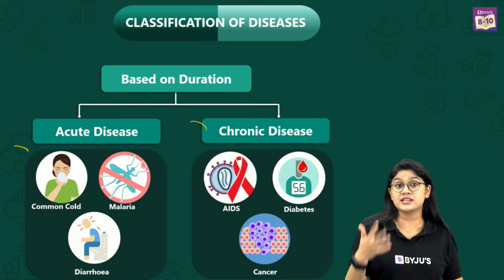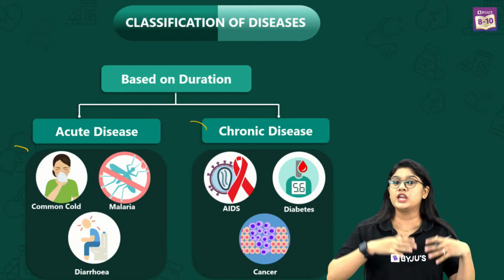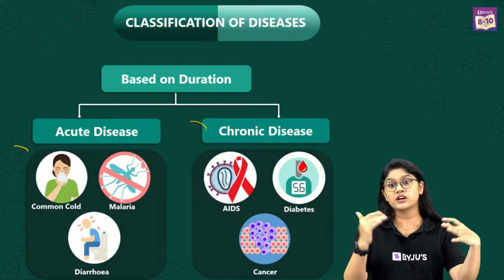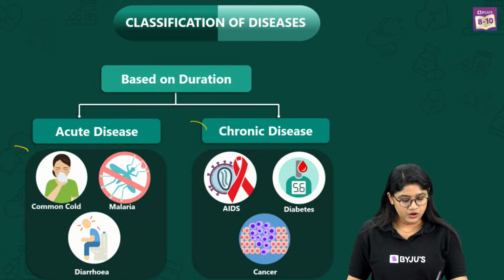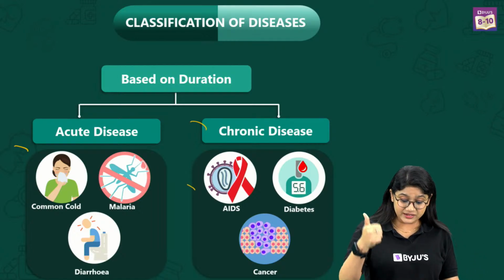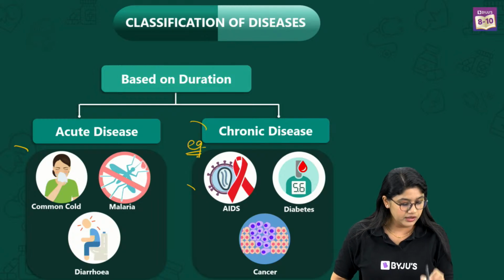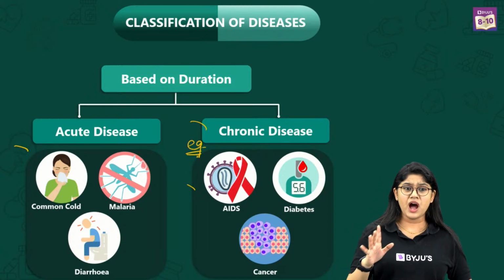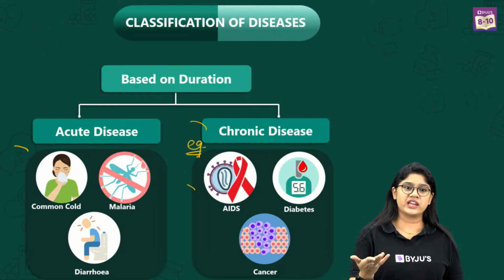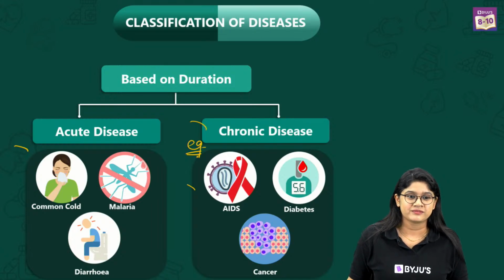Then we have chronic diseases and they will be there in the body for a very long time, be it months, years, or maybe for the whole lifetime. Over here, we have a few examples. We have AIDS, diabetes and cancer as examples of chronic disease. Are we clear with all of this? Very good, Ashish. Yes. Awesome.